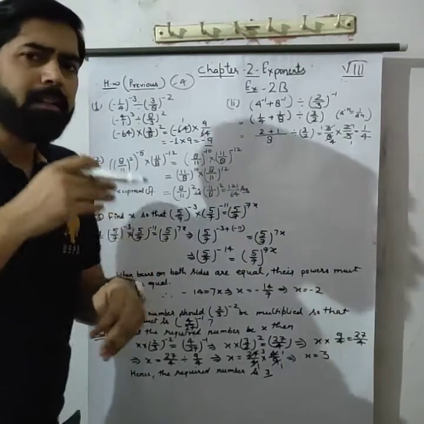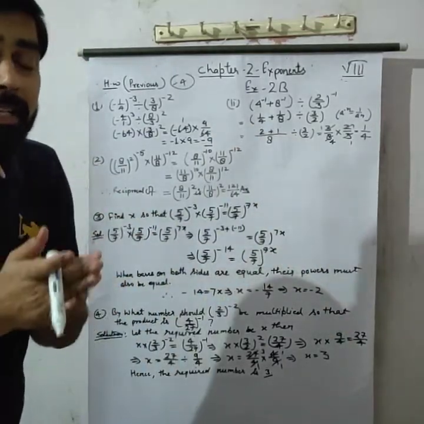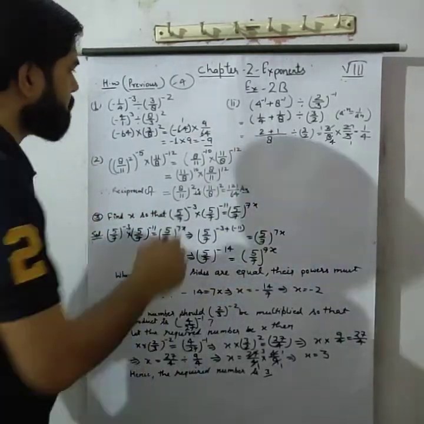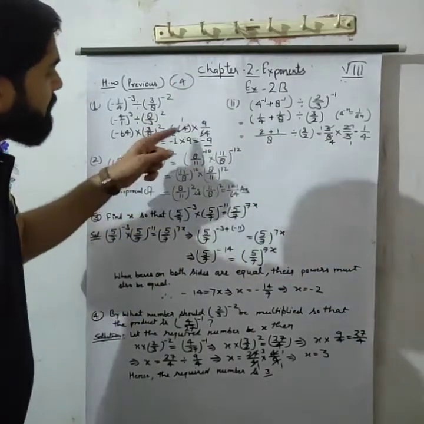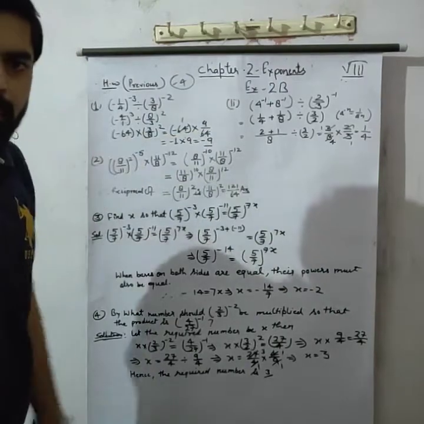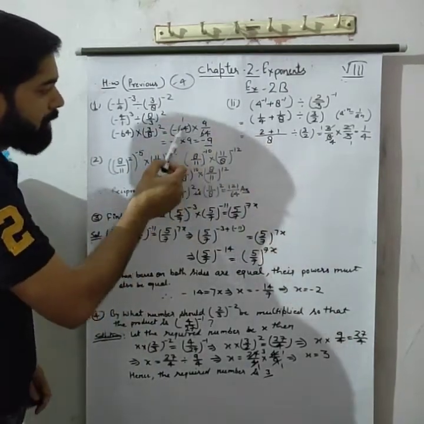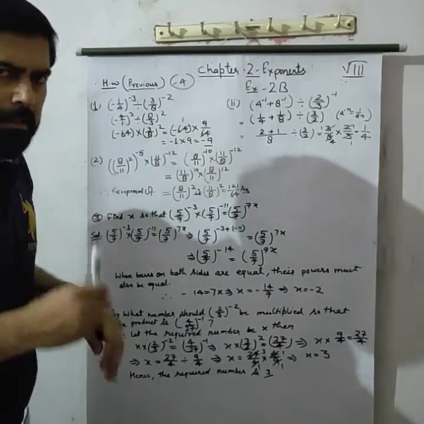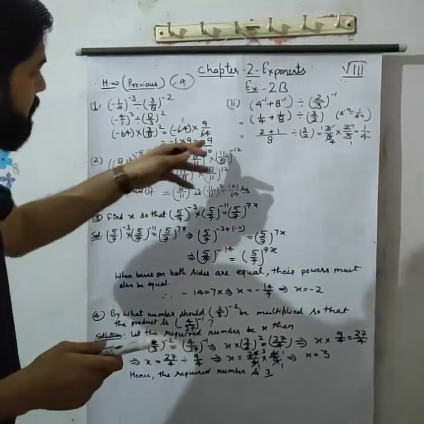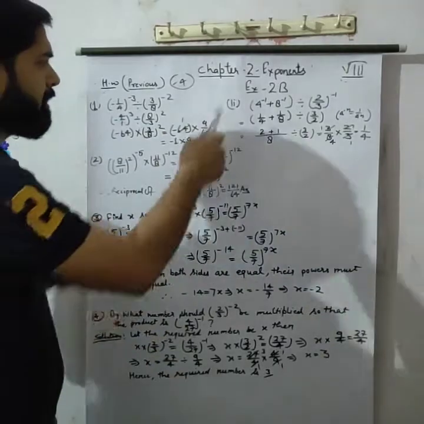3 upon 8 raised to power 2 means 3 upon 8 multiplied 2 times. After multiplication we get what? 9 upon 64. Then minus 64 multiplied by 9 upon 64. Then 64 and 64 cancel. What is left here? Minus 1 and 9. After multiplying, we get minus 9. Then the second question.